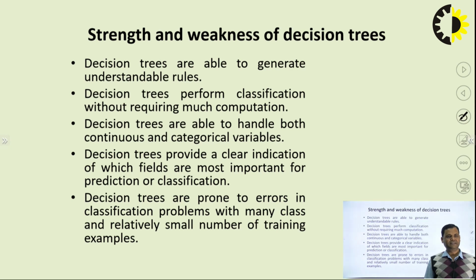So that's why decision trees perform classification without requiring much computation, and are able to handle both continuous and categorical variables. As I already discussed in the previous slide, the decision tree can be employed for classification as well as regression tasks. The major use of the decision tree is classification, but we can also employ it for regression problems, to predict continuous values.